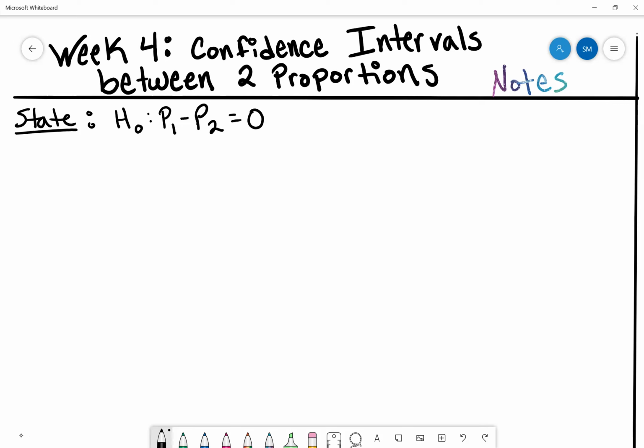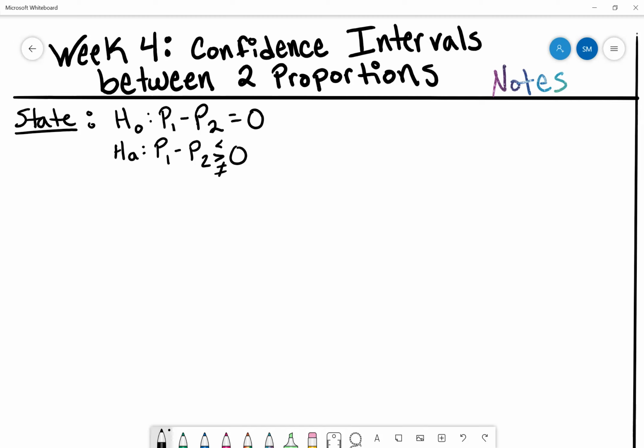So this is like saying that the proportion of the first one is 2/5, and the second one is also 2/5. If you were to actually subtract it, it would be 0. There is no difference. Now, the alternative can be one of three things. So you can either have p sub 1 minus p sub 2 is less than 0, greater than 0, or not equal to 0. It can be one of those three things.